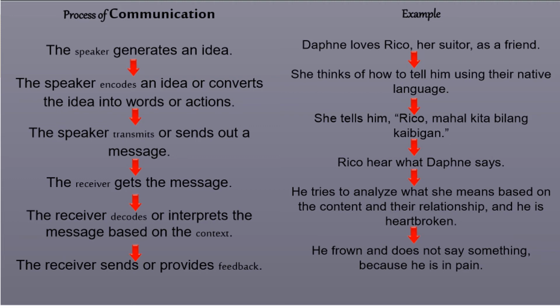Here is the example of the process of communication. Daphne loves Rico, her suitor, as a friend. She thinks of how to tell him using their native language. She tells him, "Rico, mahal kita bilang kaibigan." Rico hears what Daphne says. He tries to analyze what she means based on the context and their relationship, and he is heartbroken. He frowns and does not say anything because he is in pain.